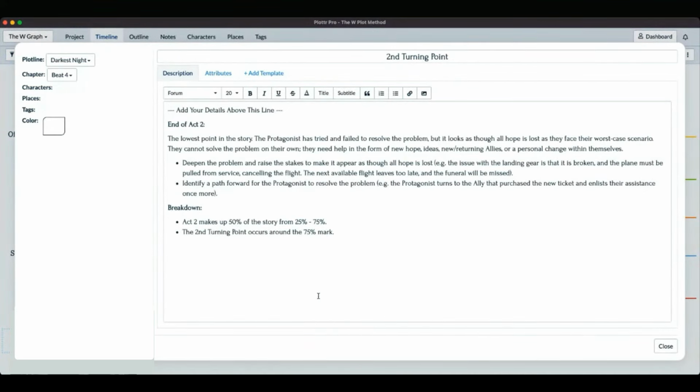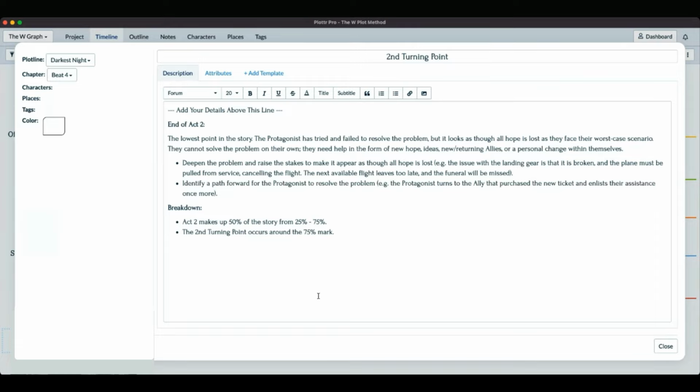Basically, the protagonist has tried and failed to resolve the problem, or the couple has tried to stay together and they are completely unable to do so. And it looks like all hope is lost. The couple is completely separated. All the suspects have essentially been cleared, and there's no hope that the detective is going to solve this case. Maybe the bomb is ticking, and we really don't think there's any hope that our protagonist is going to get there in time to stop it. Okay, so this deepens the problem, raises the stakes. All hope is lost at the end of this moment.